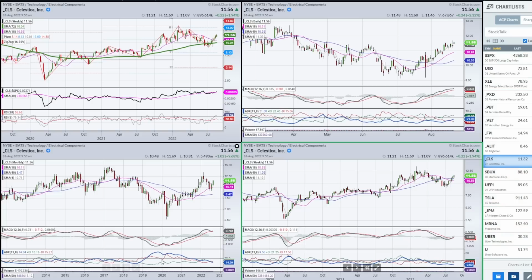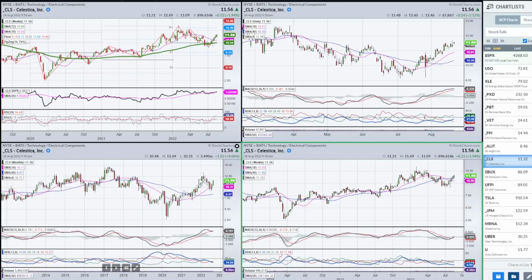My only real problem with this one is we don't have strength on the green DI or the ADX on this move up. So I'd be inclined to believe if I can get a good entry here, I'm willing to play this more as a probe trade, because I'm a little worried about what's going to happen as this gets up towards 13, something like that.